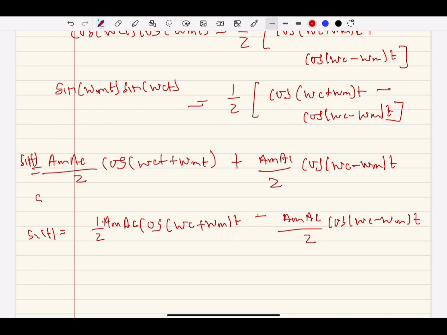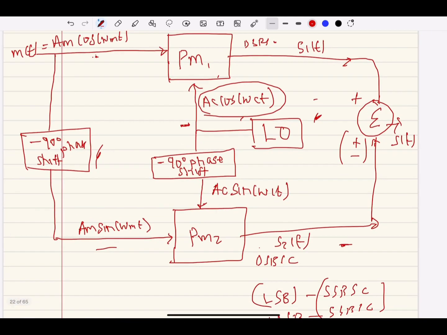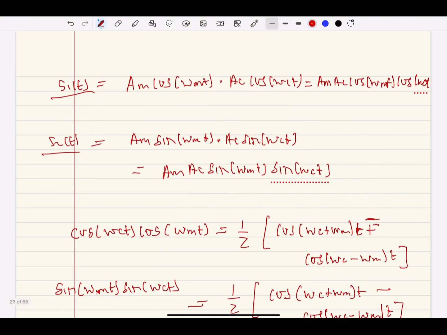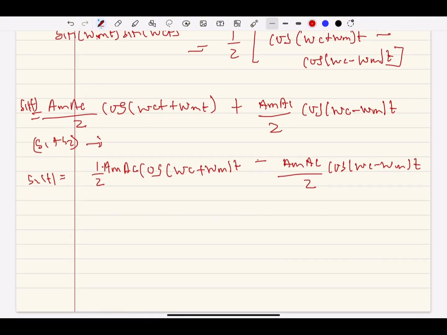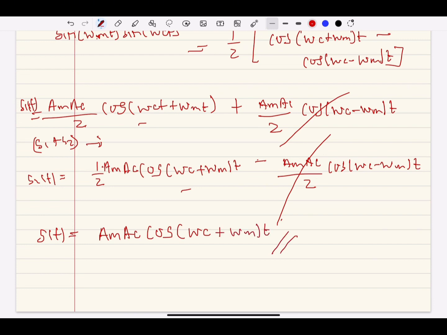So when we add S1 plus S2, which is being illustrated here depending on the sign, we can see that this one will cancel this one. At the end of the day, we are going to get this and this. When we add them, the total S of t is going to be Am AC cos (omega c plus omega m) t. So this is our single sideband suppressed carrier.